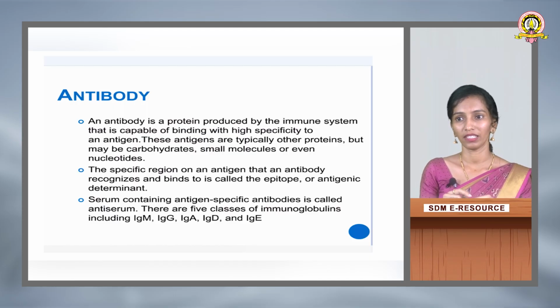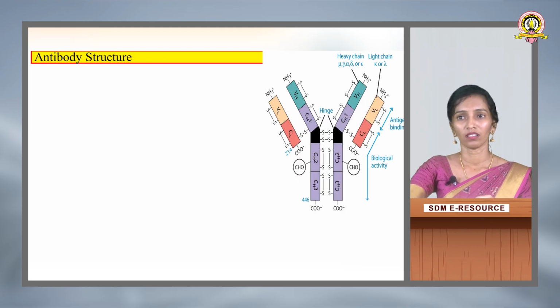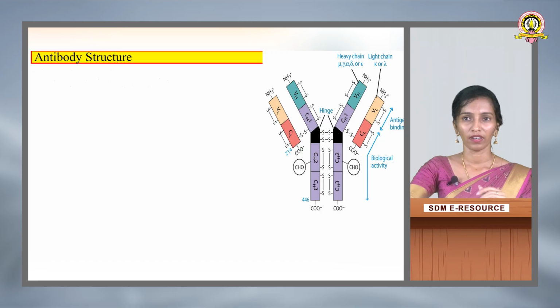Serum containing antigen specific antibodies is called antiserum. There are 5 classes of immunoglobulins, including IgM, IgG, IgA, IgD and IgE. Now we will see the structure of an antibody.